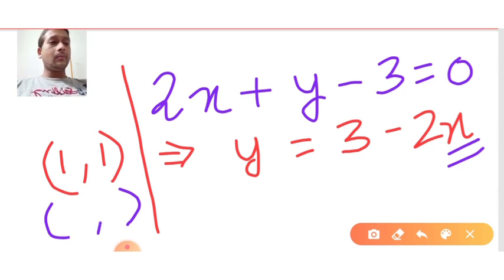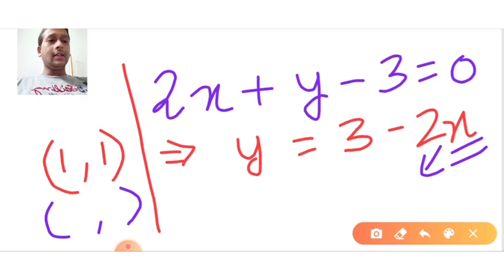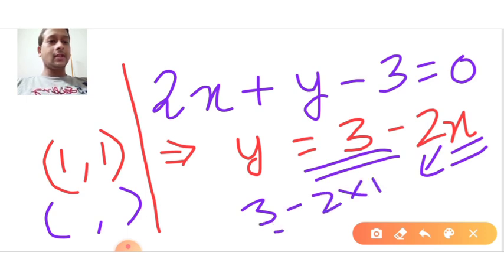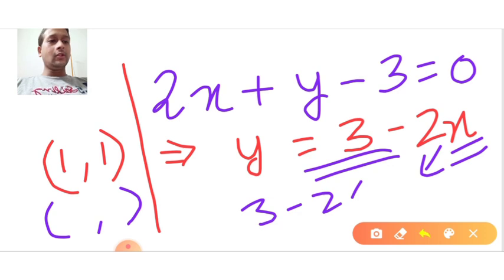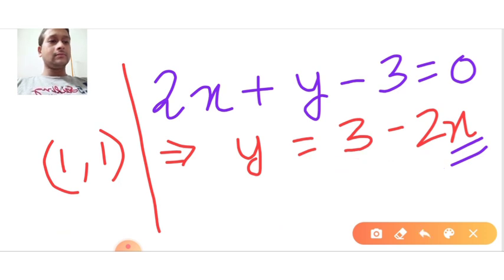Now if you put the value of x as, say, 1, it will become 3 minus 2 into 1. So this part will become 3 minus 2 into 1. 3 minus 2 means 1. So 1 comma 1. Likewise you can give other values also.